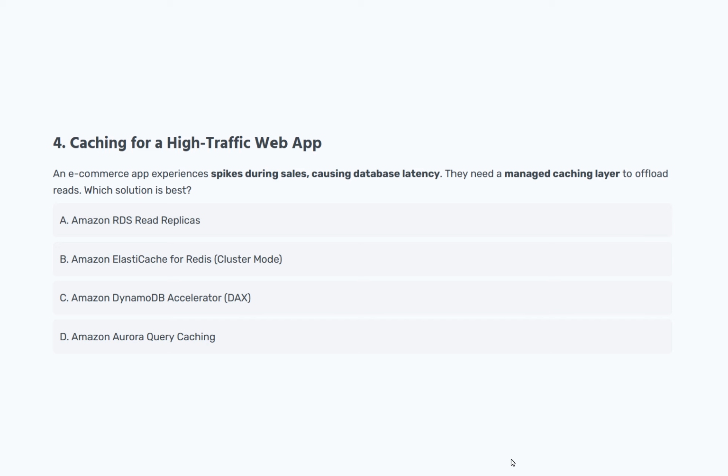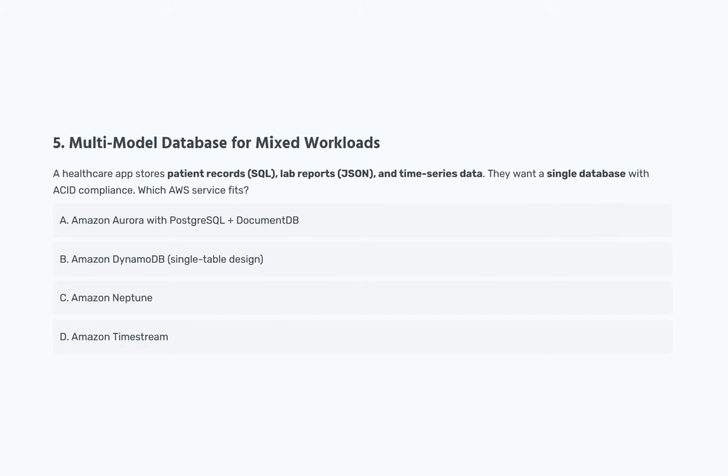All right, so let's go to the next question. Might be another easy one. Okay, multi-model database for mixed workloads.